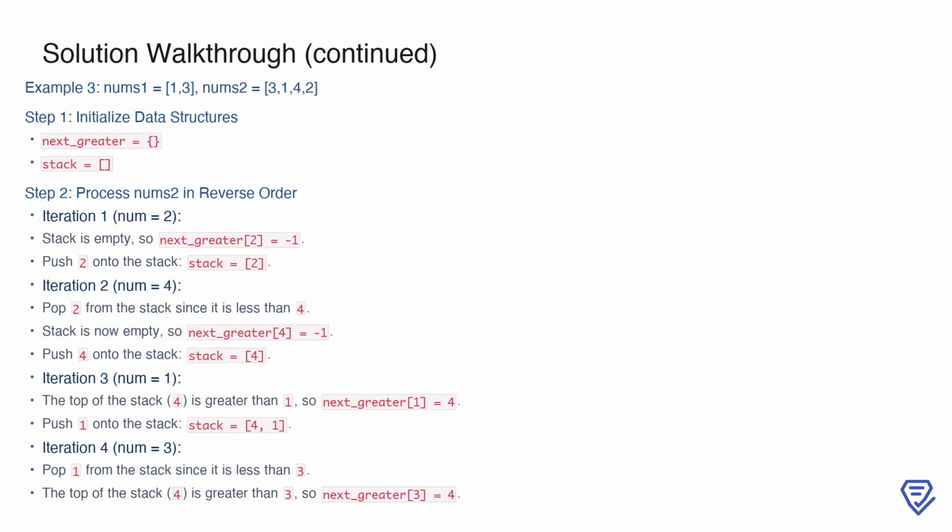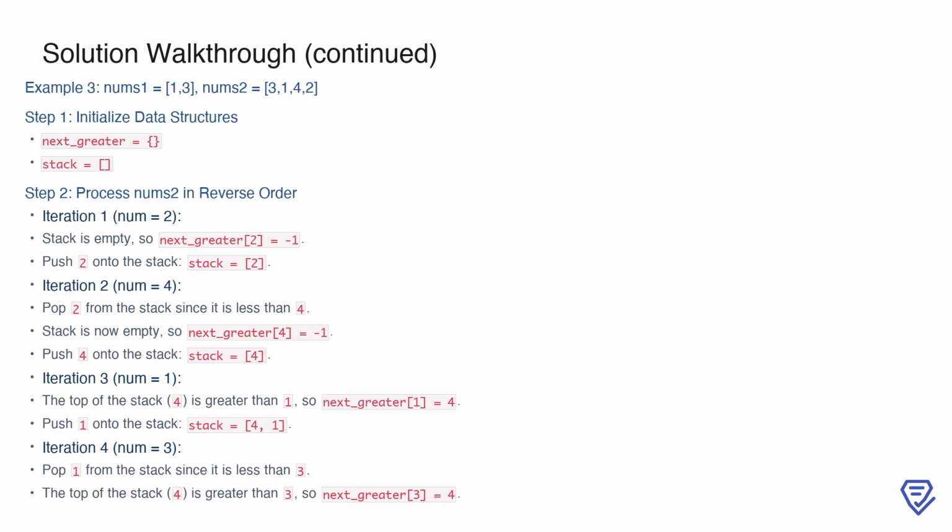Next, in the second iteration, the number is 4. We pop 2 from the stack because it is less than 4, leaving the stack empty. This means there's no greater element for 4, so next_greater[4] is set to -1, and we push 4 onto the stack. For the third iteration, the number is 1. The top of the stack is 4, which is greater than 1, so we assign next_greater[1] to 4 and push 1 onto the stack. Then, in the fourth iteration, the number is 3.